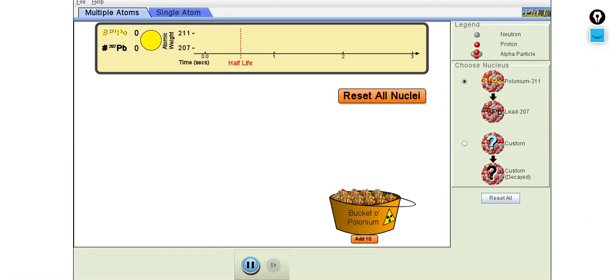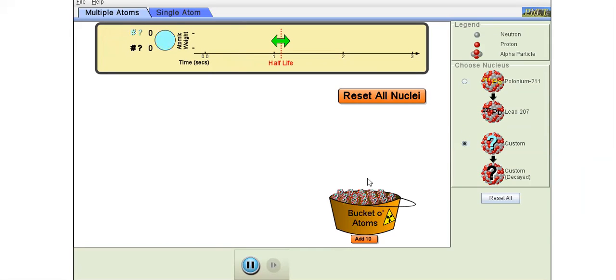This is just my writing tool over here. We'll put that off to the side. All right, so it looks like we're given a legend, and in this simulation, the gray spheres are neutrons, the red spheres are protons, and alpha particles are 2 neutrons and 2 protons, right? So a helium nucleus. And then we have nuclei that we can choose from. So we have polonium-211, that's going to lead-207, or we can make a custom nucleus down there.